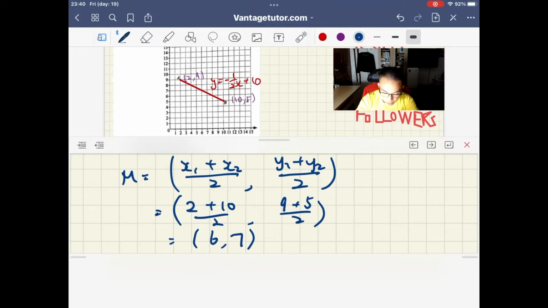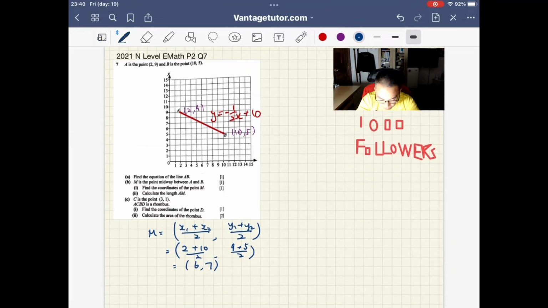Okay, so that's basically your midpoint. You can more or less tell that it's quite accurate, because if I say 6, 7, it should be 6 and 7 right here. Okay, but let's not dirty the diagram. I still want to use it for other purposes. Okay, so that's a midpoint.